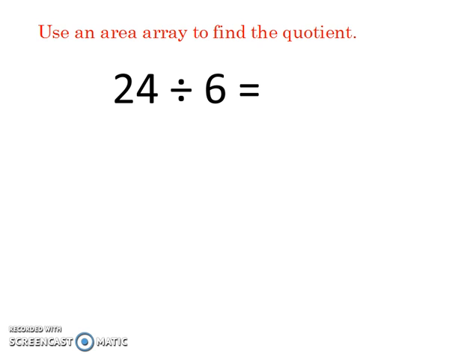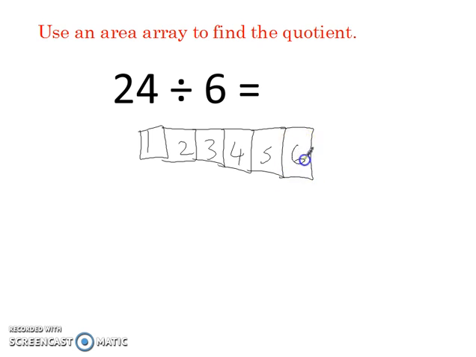First way is using an area array. To find the area array, here's what I do. I have 24 divided by 6. So I'm going to start making boxes here: 1, 2, 3, 4, 5, 6. I'm going 6 wide, and I'm going to keep doing that until I get to 24.